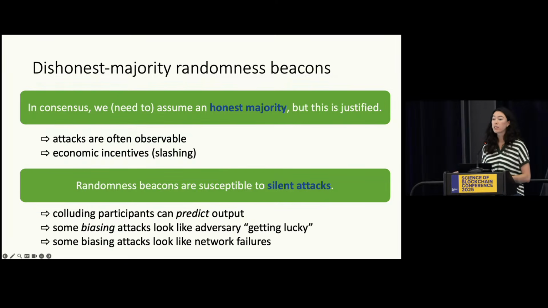And finally, there are some biasing attacks that simply look like network failures. So you can bias some protocols by just dropping offline at a convenient point. And this is fairly indistinguishable from a party who is behaving honestly but just had a network outage. So for these reasons, we really want our randomness beacons to be unbiasable even in the presence of a dishonest majority.